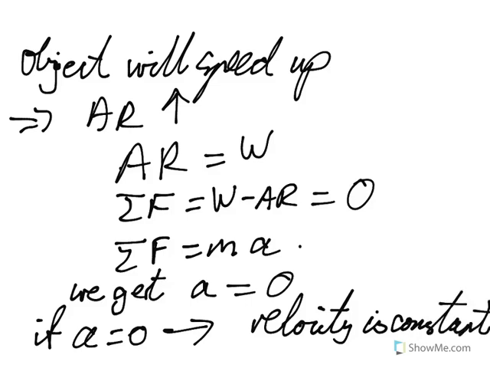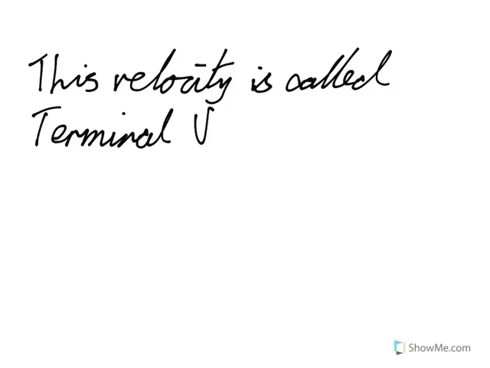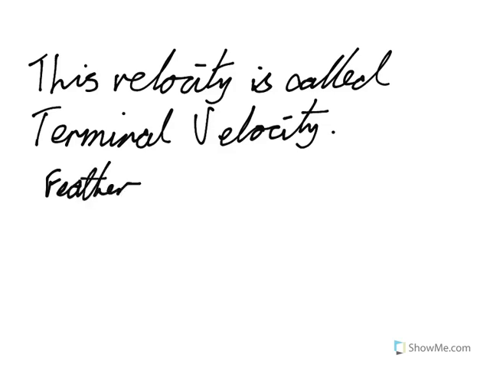All right, and so we get to what we call terminal velocity. So this velocity is called terminal velocity. All right, and terminal velocity happens quite a bit. So the feather that I talked about before, it reaches terminal velocity. All right, gets a lot of air resistance, and eventually it just floats down.